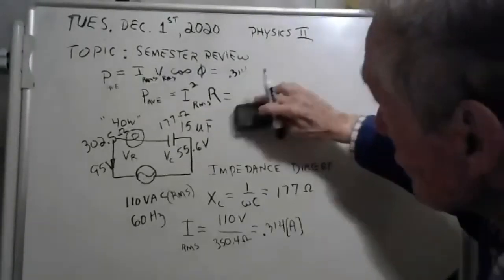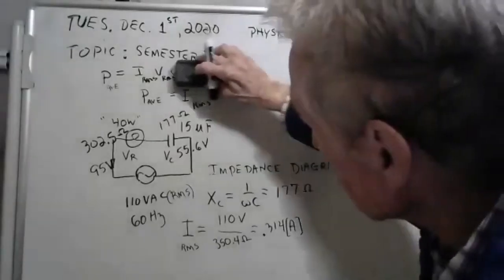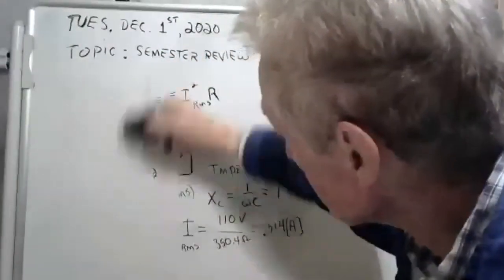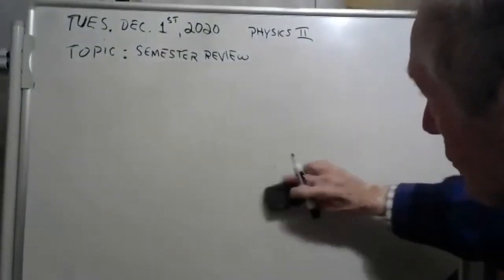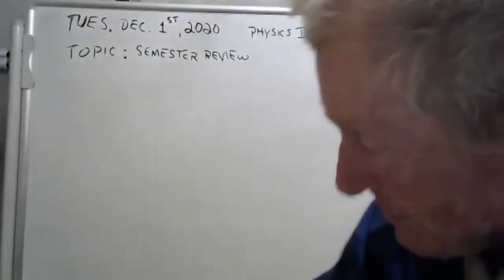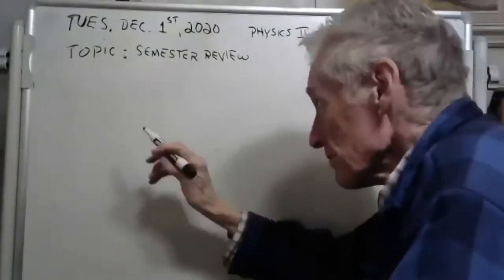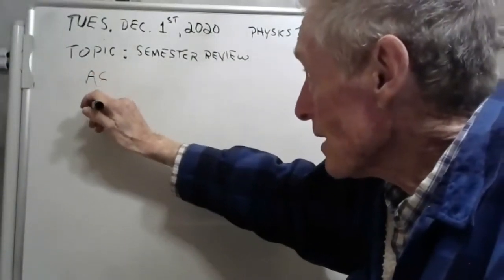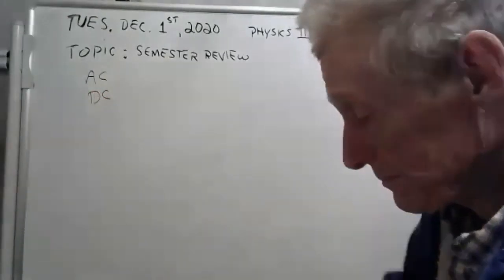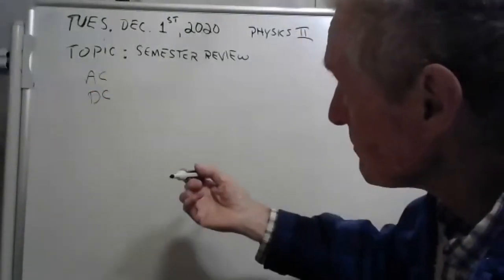Now that was an AC circuit. Now this is going to be a DC circuit. What we just did was an AC circuit, but now we're going to do a DC circuit. Okay, here goes.